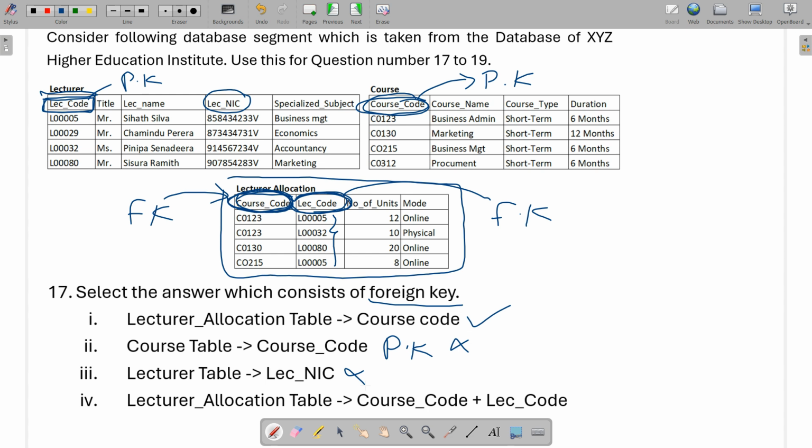Lecture allocation table, course code plus lecture code. So as I told you, course code plus lecture code is taken as the primary key. Together they are a good primary key. Right, so the answer for the 17th is the first one.